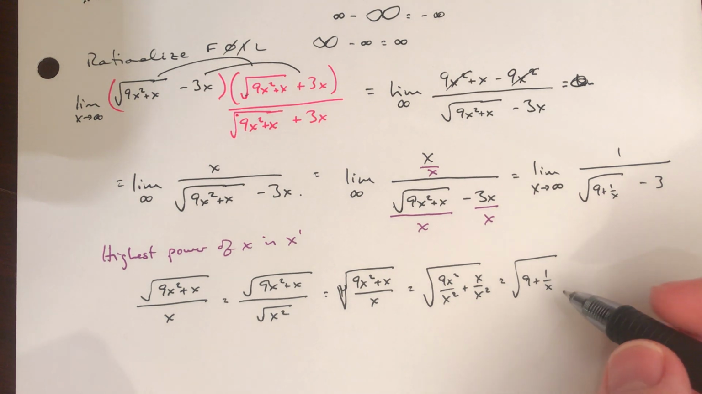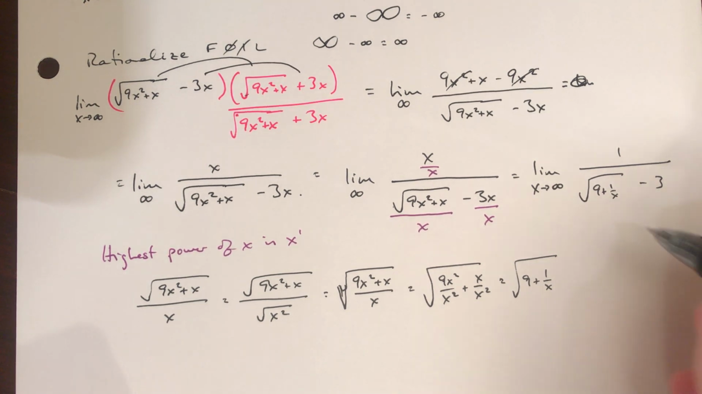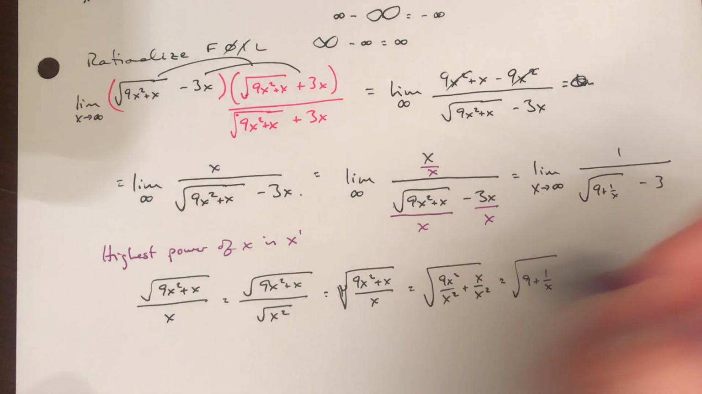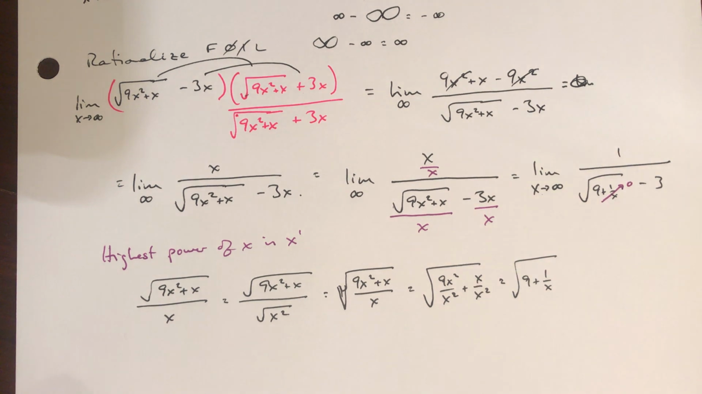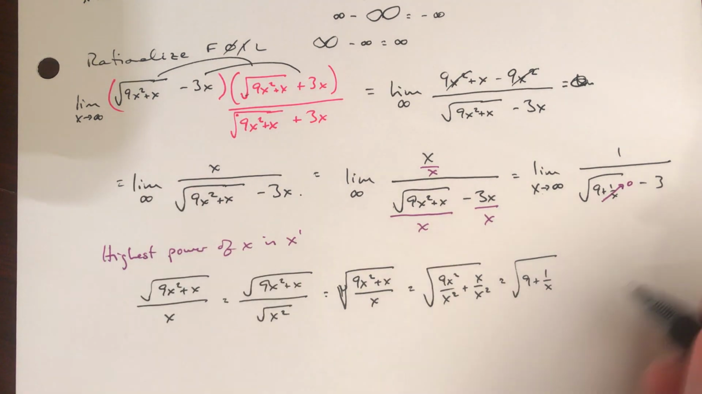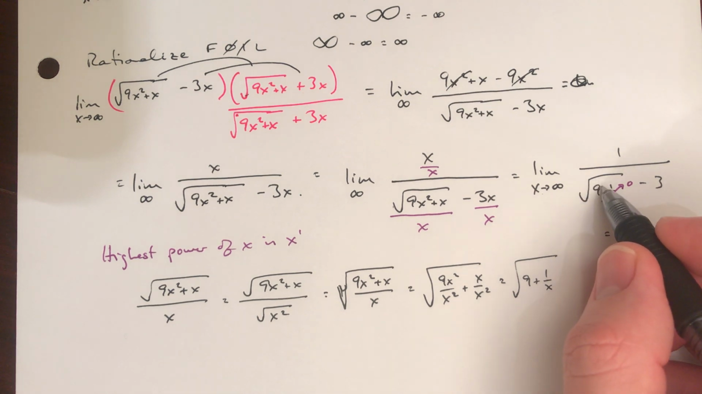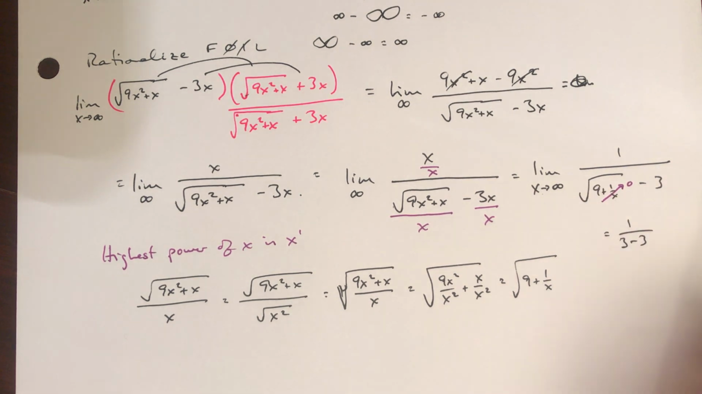All right. So what do we have now? As x goes to infinity, of course, this 1 over x is going to go to 0. We're left with 1 in the numerator, and the square root of 9 is 3 minus 3 in the denominator, leaves us with 1 over 0. Our limit does not exist.